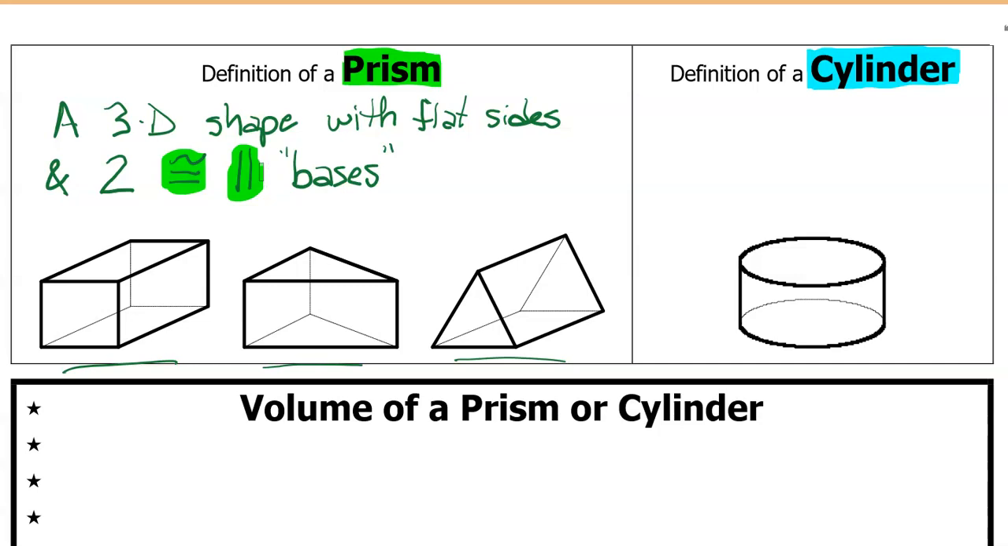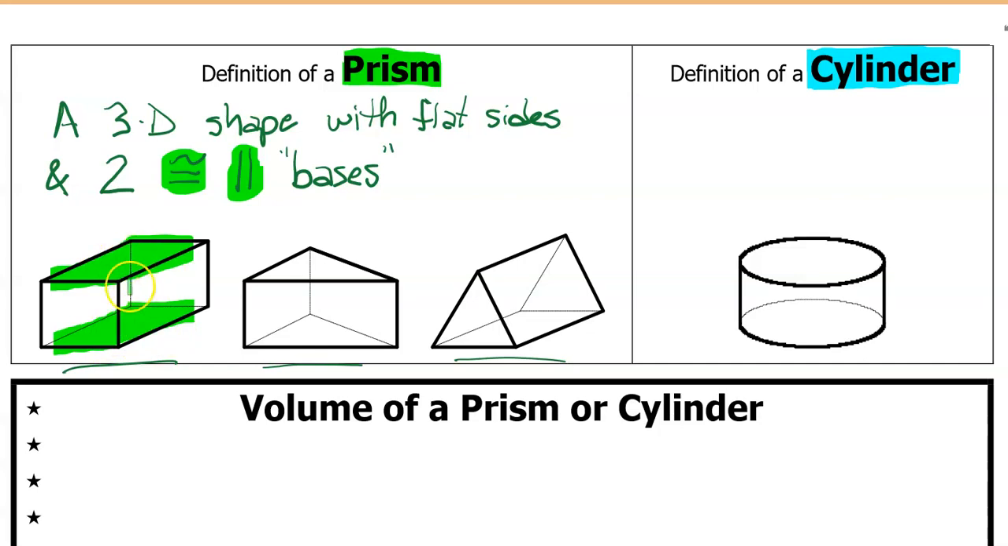So for this first example, this box over here, I could, if I wanted to, say that this rectangle at the bottom counts as 1 base, because then there is a congruent rectangle at the top that is parallel. They go the same direction and they're exactly the same size and shape. So that's a prism. Specifically, we would call that a rectangular prism because the bases are rectangles.